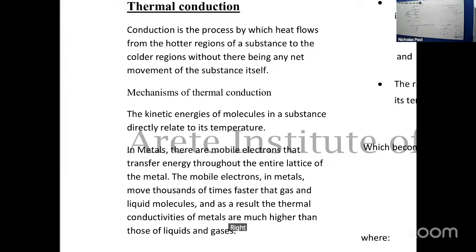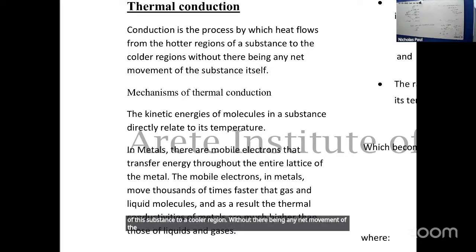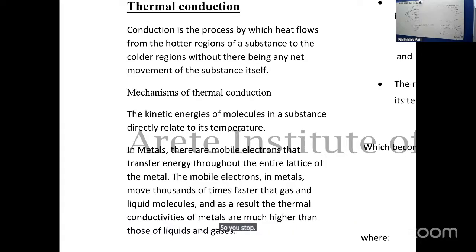Right, let us run through this. Conduction is the process by which heat flows from a hotter region of a substance to a colder region without there being any net movement of the substance itself. So the substance itself doesn't move like in convection, where all the particles themselves move. But here, the particles don't move. What does happen to them? During conduction, what does happen to the solid particles? They vibrate and they transfer the energy, right?